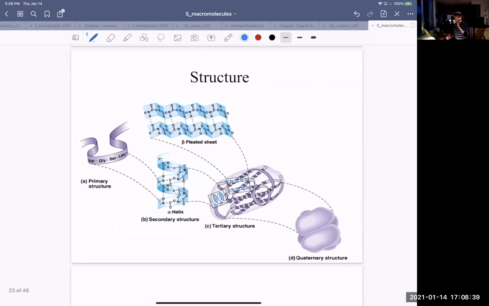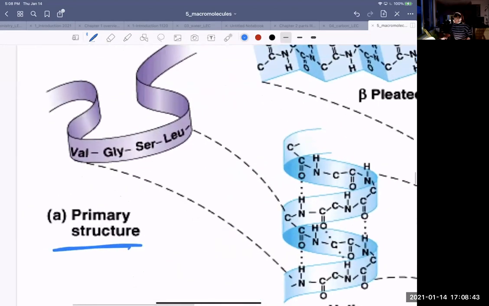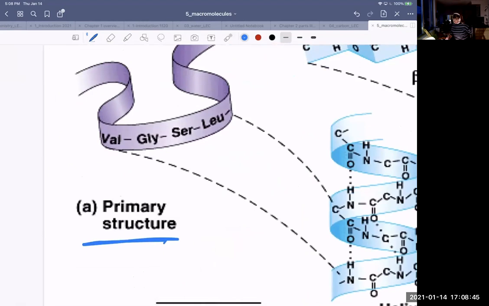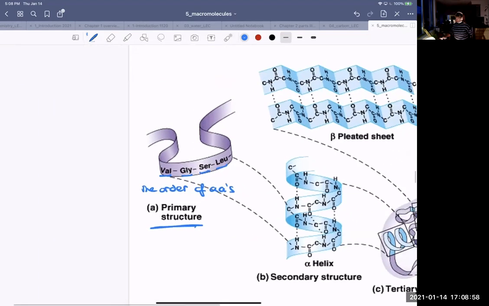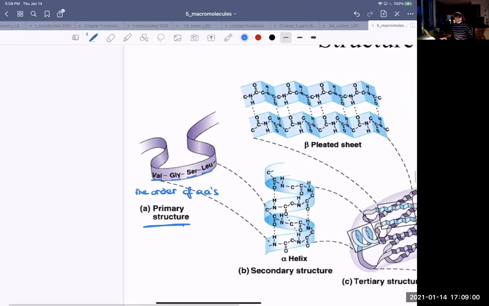It starts with a primary structure. The primary structure is simply the order of amino acids. So here we've got valine, glycine, serine, and leucine, and then all the other ones that are there. So that's the primary structure.